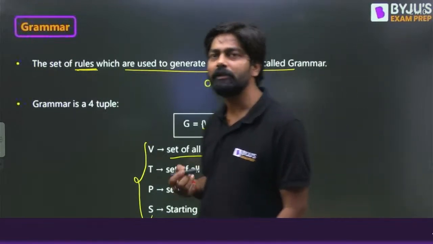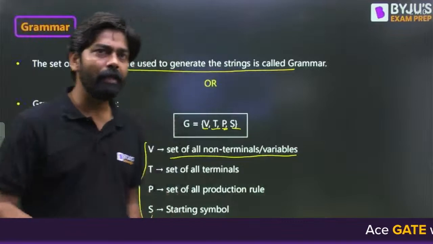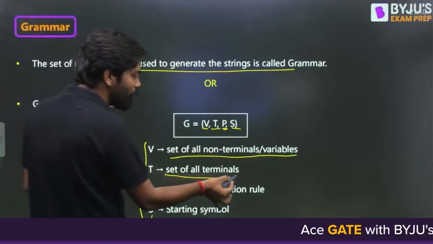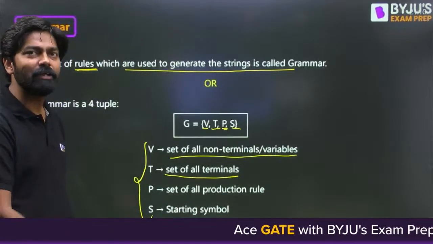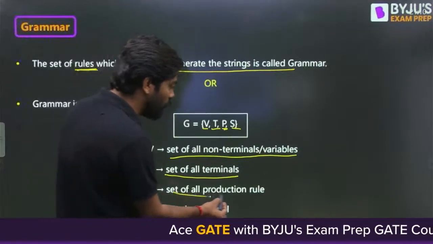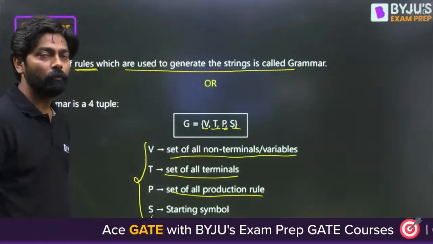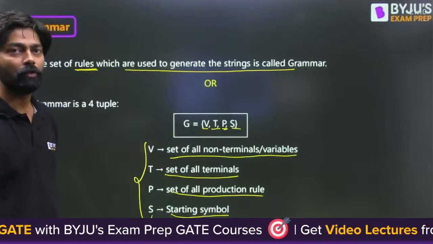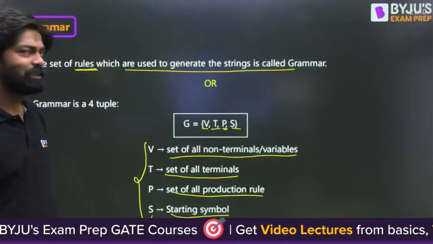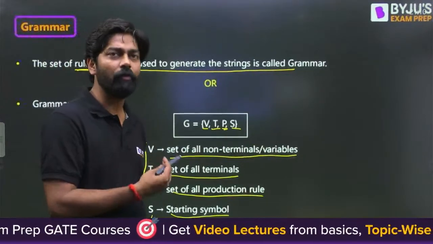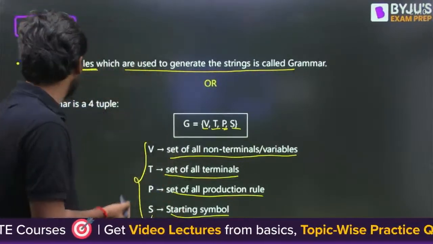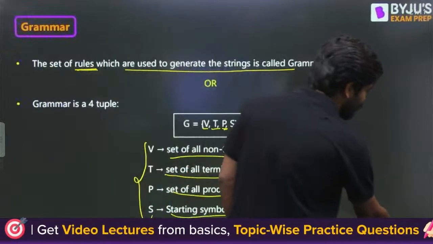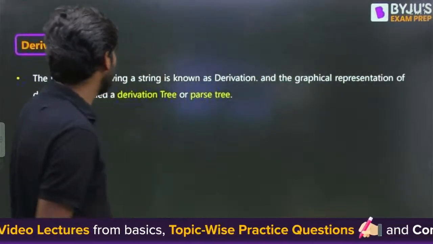Generally variables are denoted by capital letters. T is the set of all terminals, meaning all small letters. P means the set of all productions, all rules. And S means the starting symbol. So in grammar we have 4 tuples. I am just giving you the idea, on the basis of which we are able to solve some problems. In grammar we have fewer questions, but you should know.